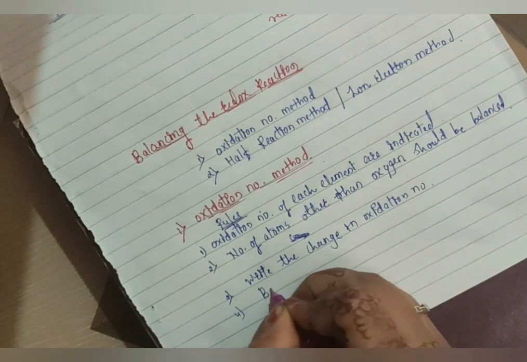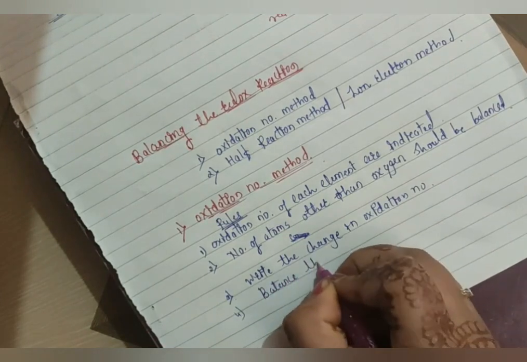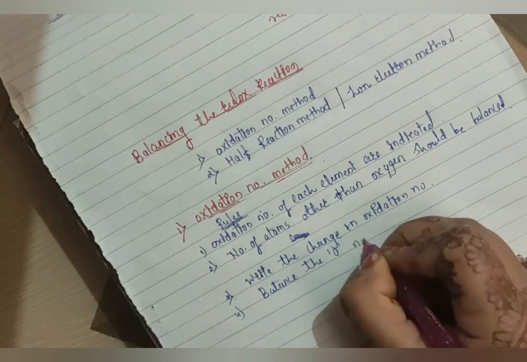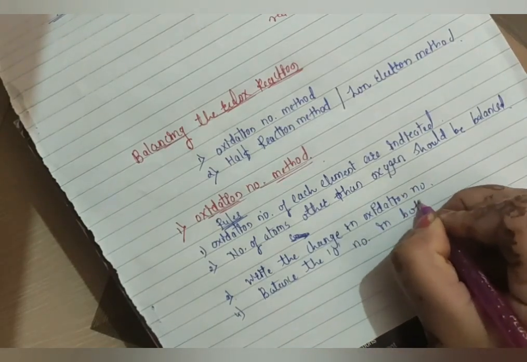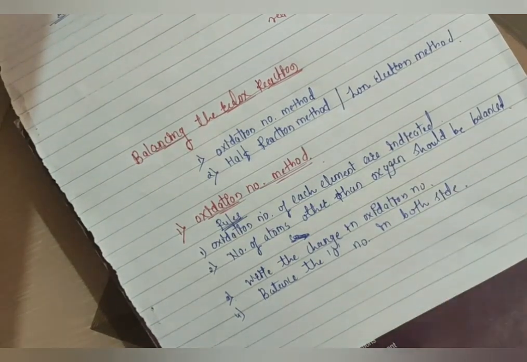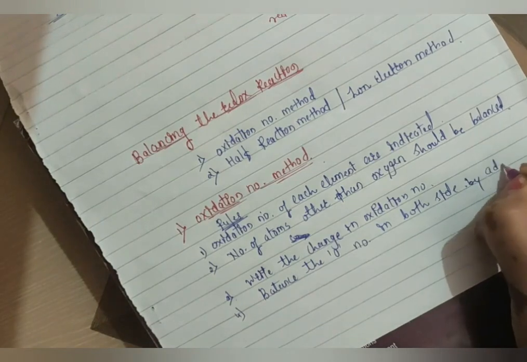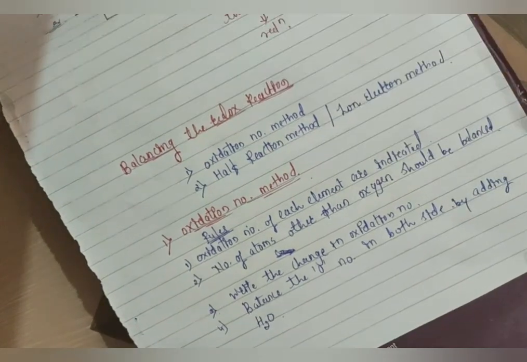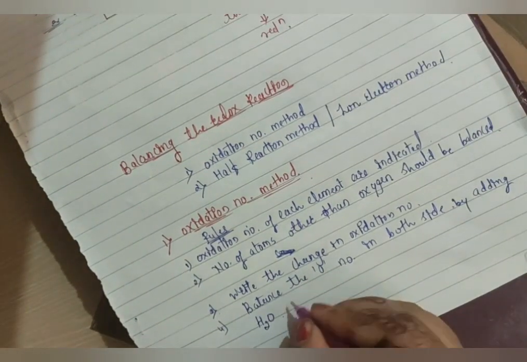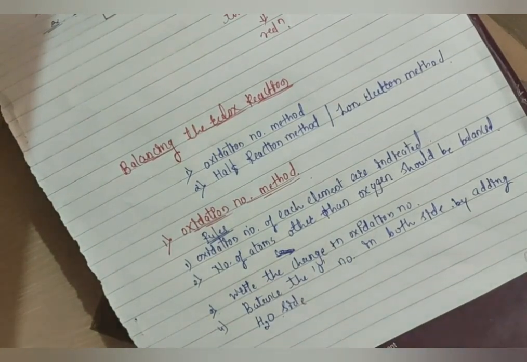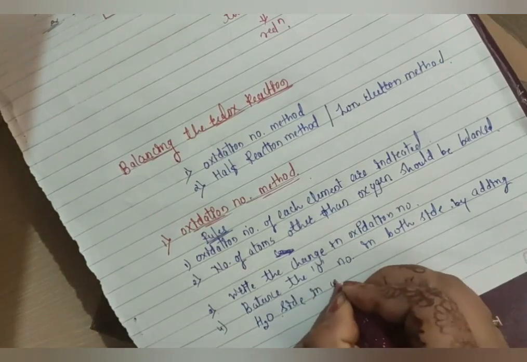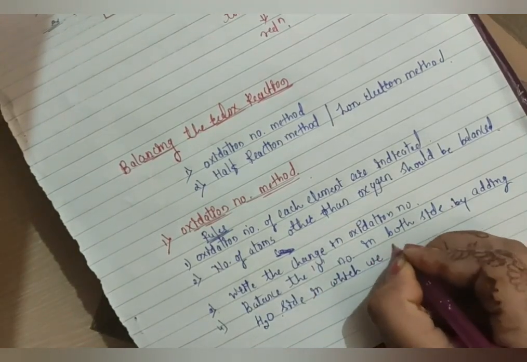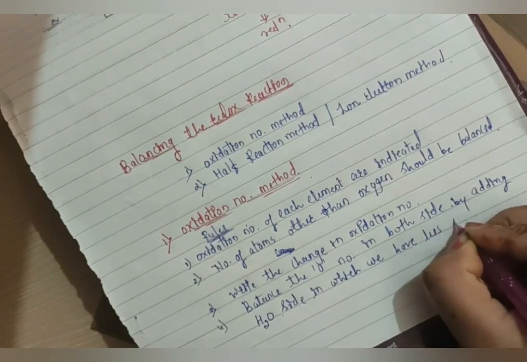Next, balance the oxygen number on both sides, LHS and RHS, by adding H2O. Yes, this is the rule now. Balance the number of oxygen on both sides by adding H2O. You should not add H2O to both sides. You have to add the H2O to the side in which we have less number of oxygen.